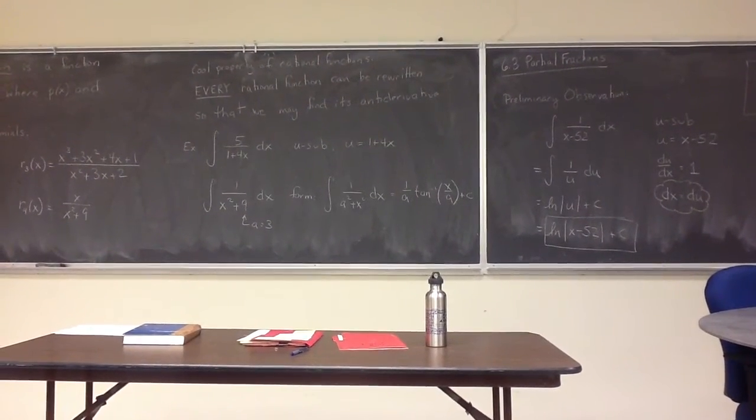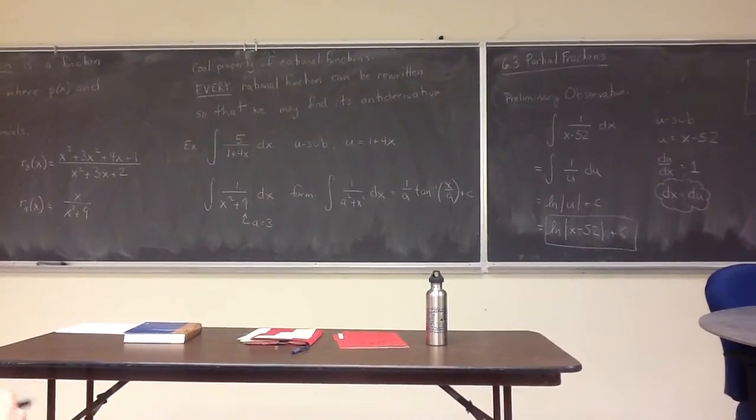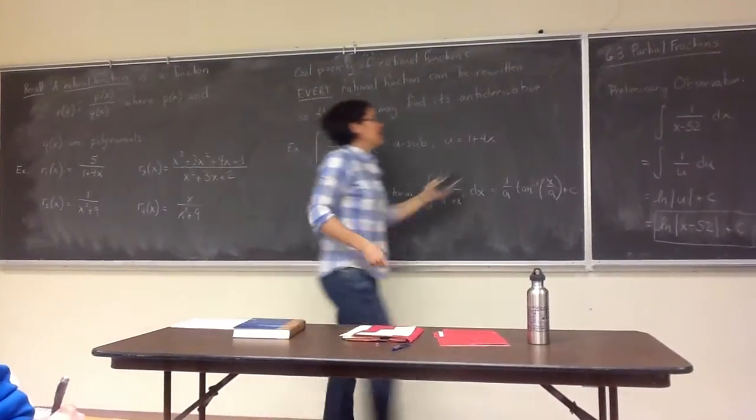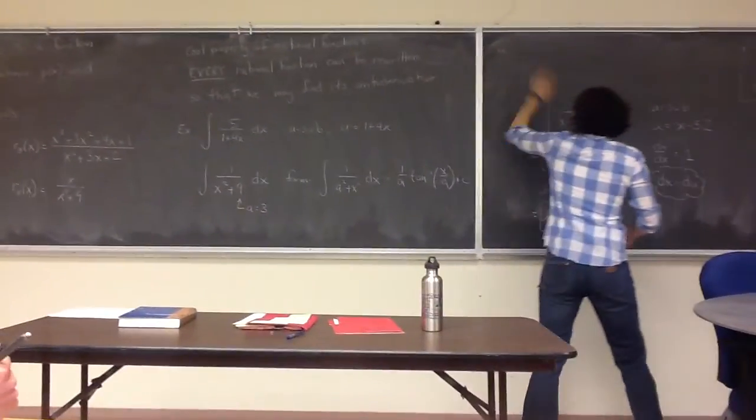The third one I'm going to skip, and then the fourth one. If I look at the fourth one down here, and I think about looking at the antiderivative of x over x squared plus 9.